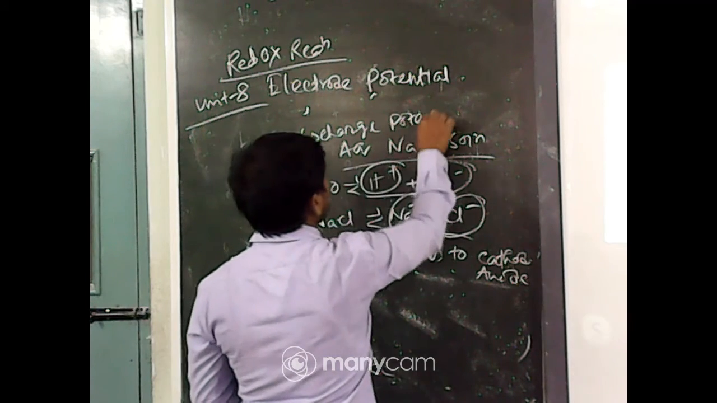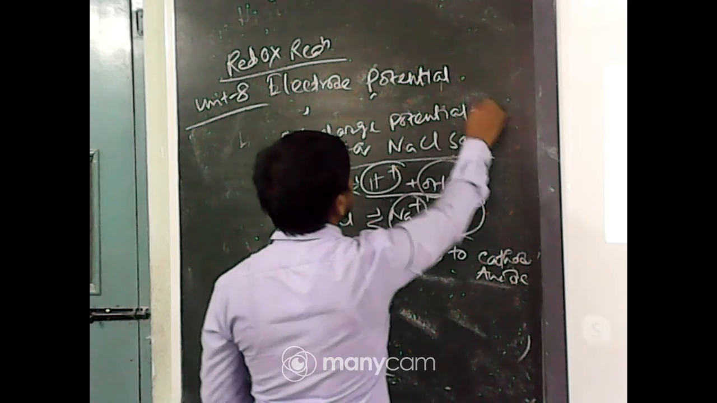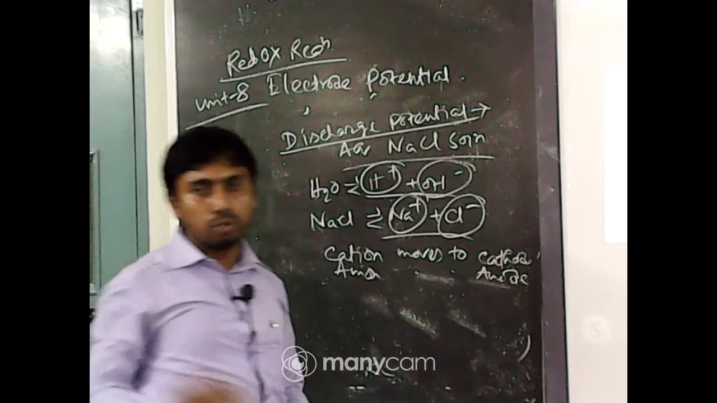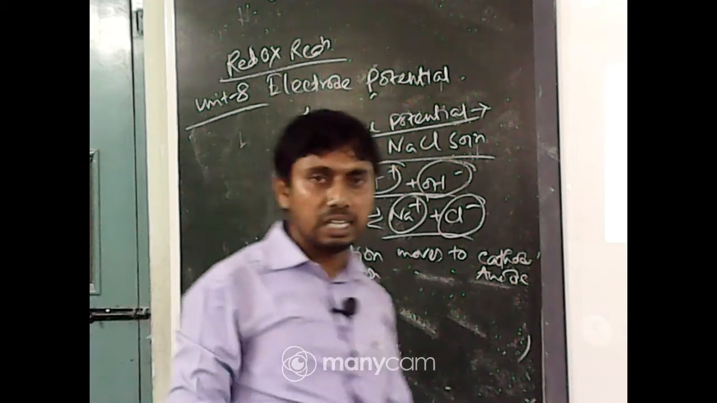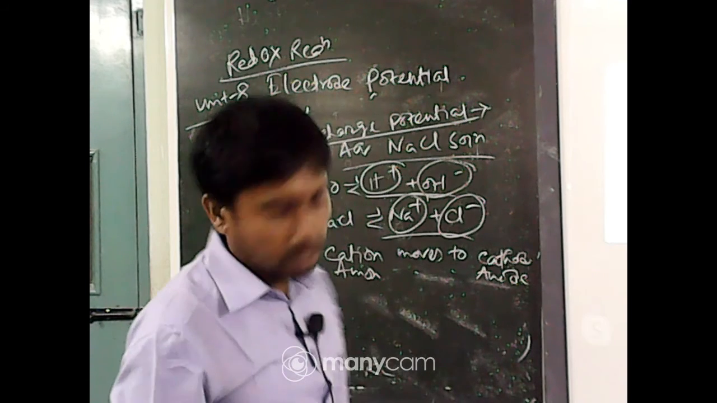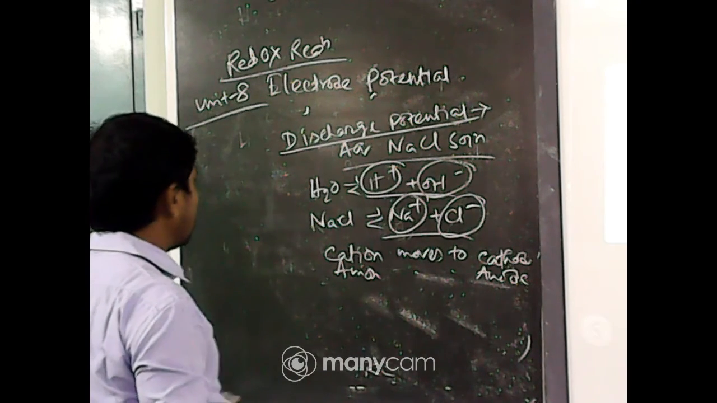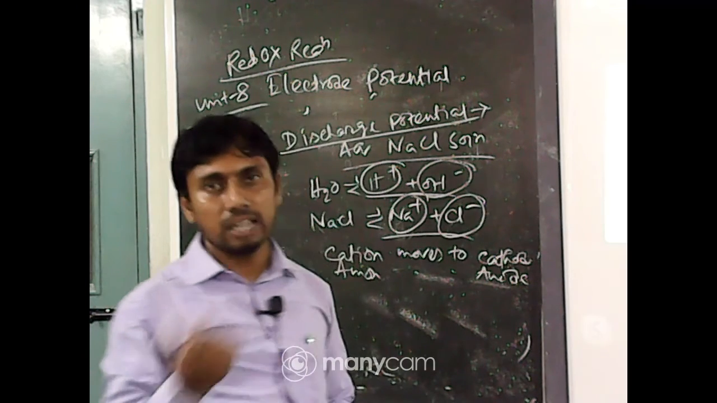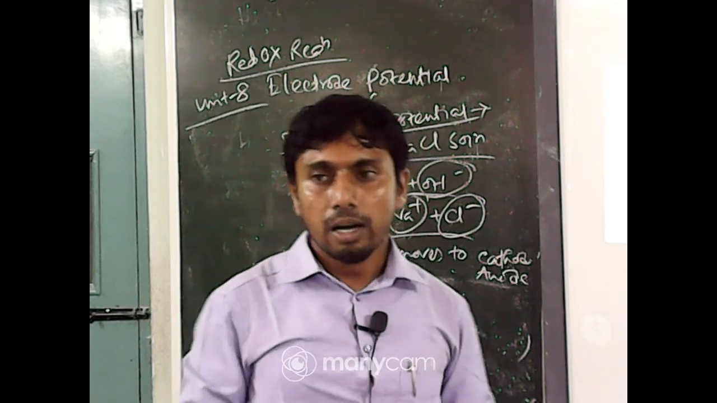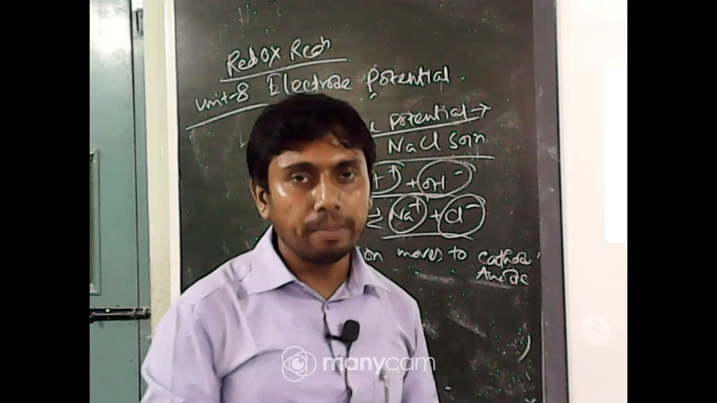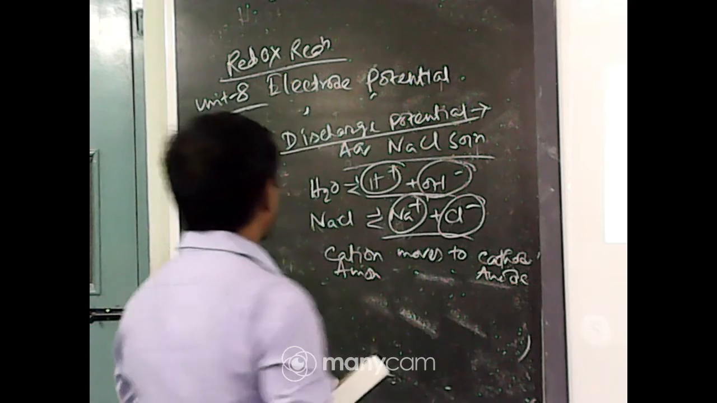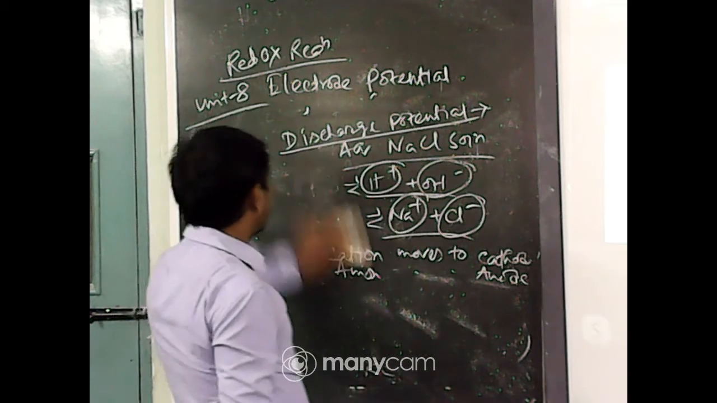What is the discharge potential? Whose discharge potential will be less? It is according to the series, that is the redox series, the electrode potential series. Whose discharge potential is less will discharge and deposit on the metal, or it will be free. So it will depend on the discharge potential.